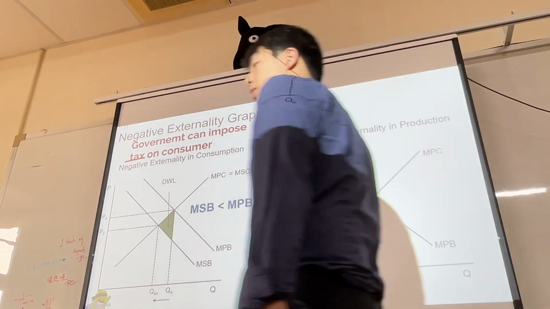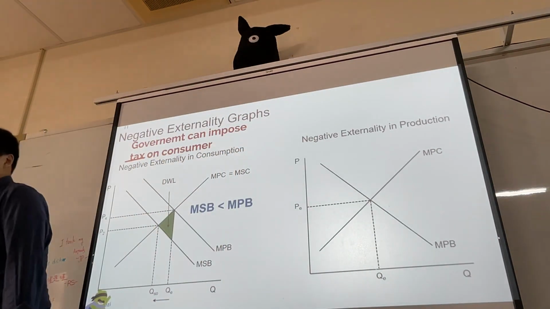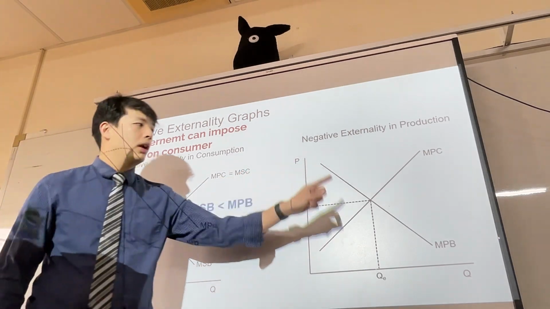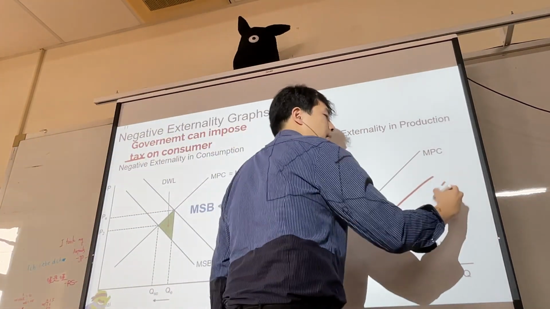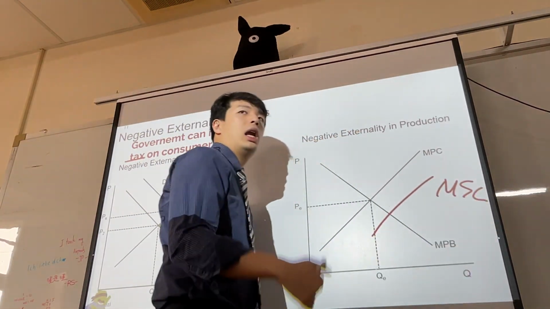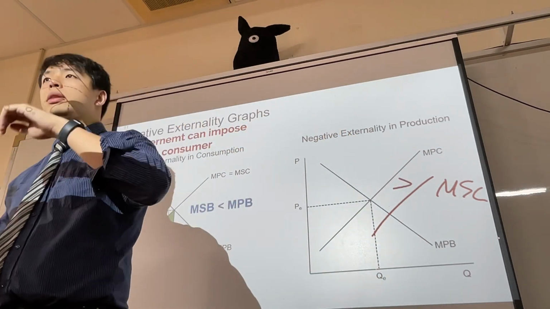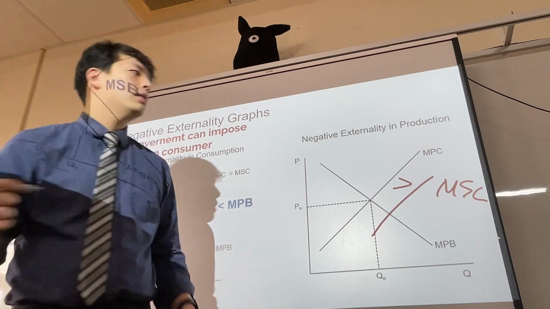All right, production. Production, what do you think happens? It goes down. So before, your MFC is right here, and then we say your MPB will be greater than your MFC. This is your cost, okay? This is your positive.